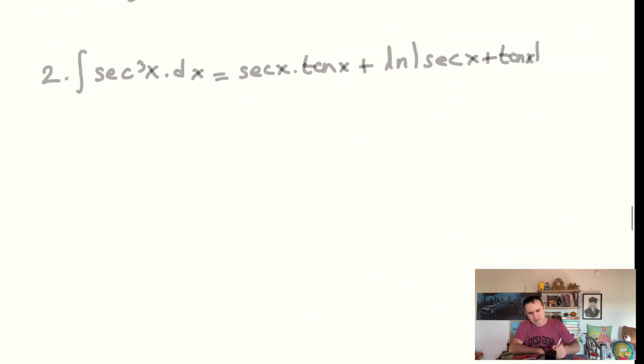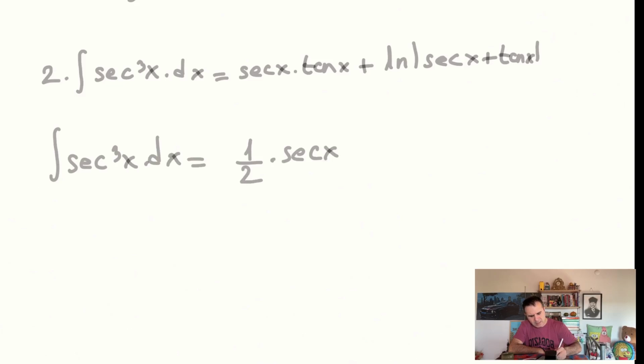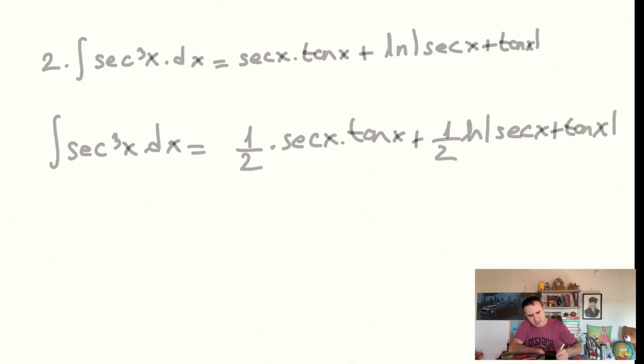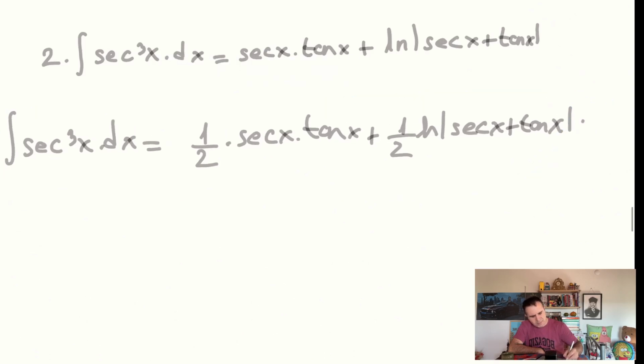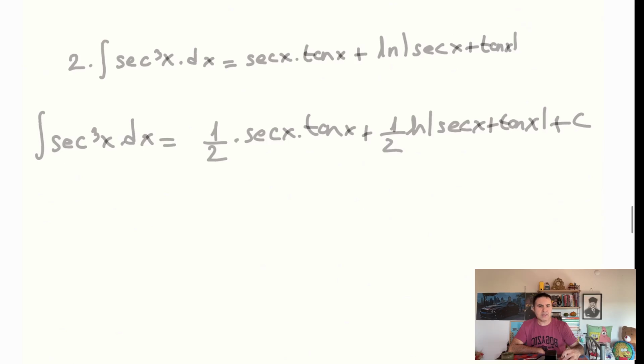Then take these two as division to here. Then the integral of secant cube x dx will be equal to 1 over 2 secant x tangent x plus 1 over 2 times ln absolute value of secant x plus tangent x. And since the integral is an indefinite integral, we add a constant c here. And the answer is this.